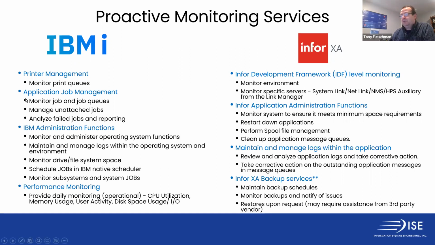Application job management. So are the jobs on hold? Do we have unattached jobs that are running? Do we have failed jobs that are running? You ran something that didn't run. Well, what happened to it? Where'd it go? Is it queuing up? Is it clogging up the system? Those kinds of things.